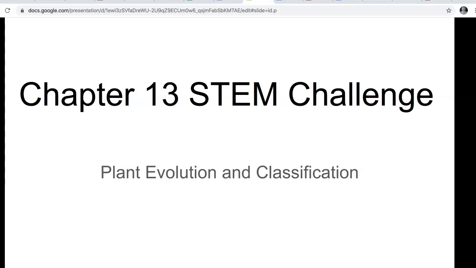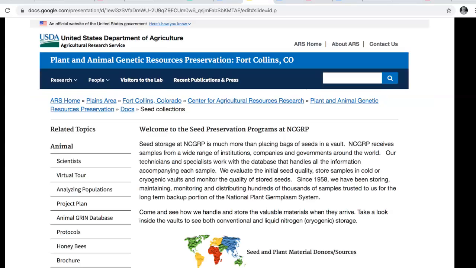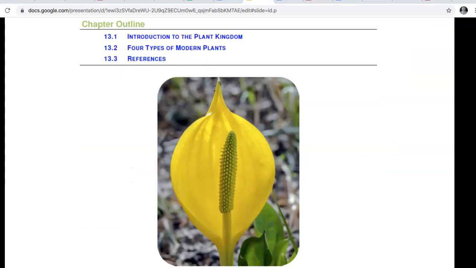Chapter 13 is going to be about plant evolution and classification. I have this picture here from the Department of Agriculture because one of the things we protect the most are seeds, even more than our gold, because seeds are where we get our food from. Very, very important. And if our rice crop or corn crop goes down because of a disease, we need new seeds to replenish it. So Fort Collins in Colorado and countries all over the world have seed banks where they preserve their seeds. Very, very important.